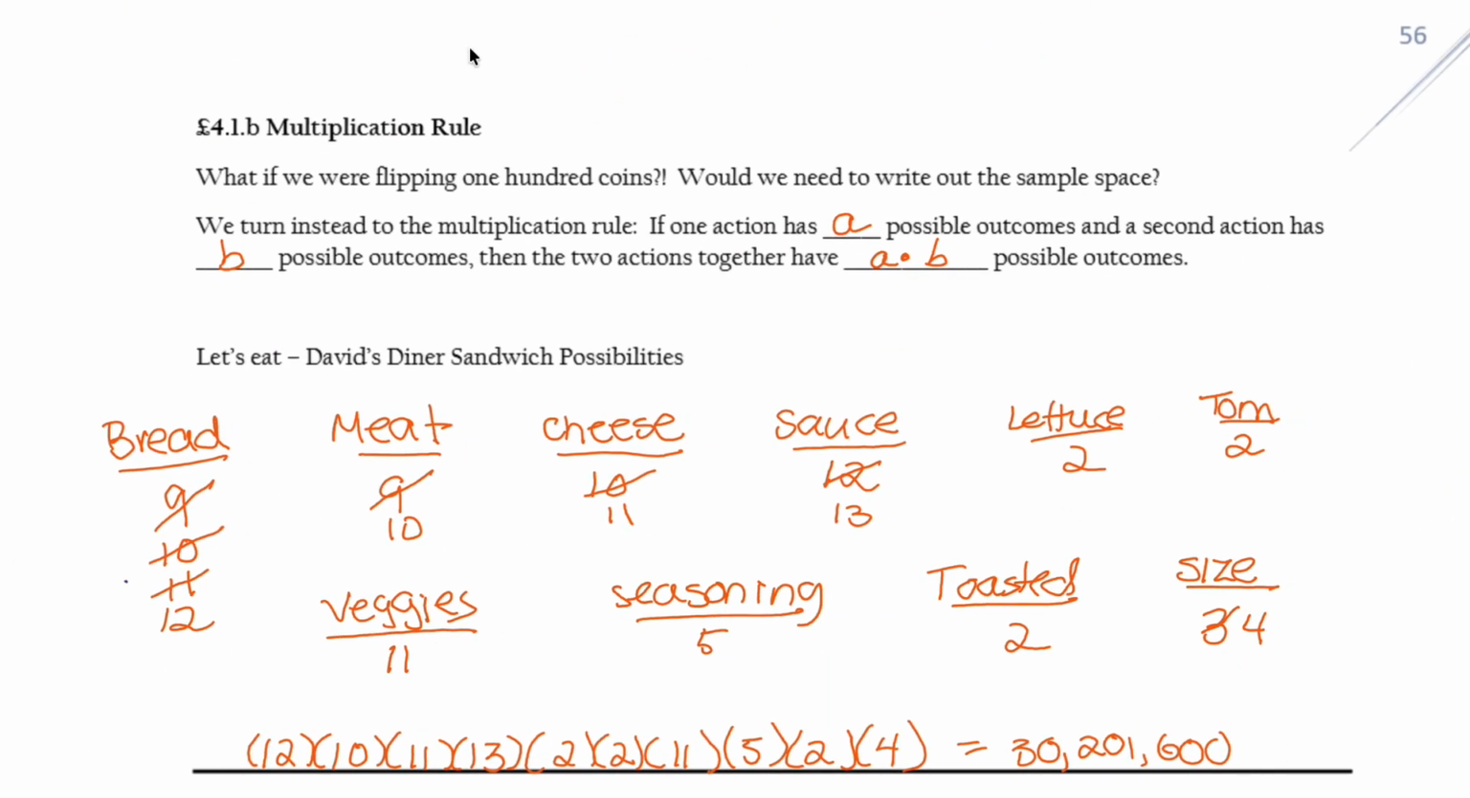So let's take a look at the multiplication rule. What if we were flipping 100 coins? Would we need to write out the sample space? Well, that would be very tedious. And think about that. This is only 100 times. What about asking you to find 1,000 times, 10,000 times, 1,000,000 times? And that will be impossible to write out everything.